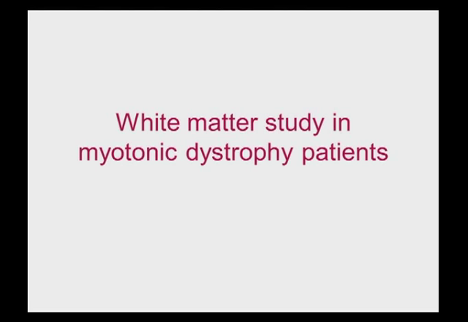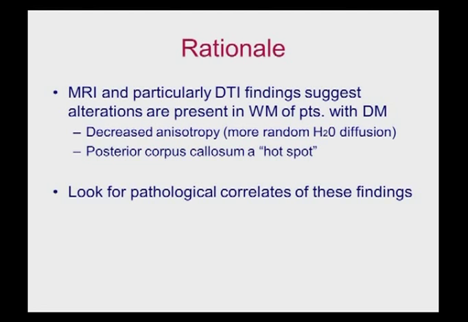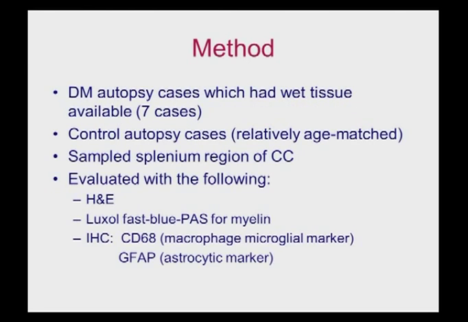And so we went back and found that area of the brain, actually resubmitted from the cases we still had wet tissue. The reason for this was because of these hot spots that were shown on the DTI studies. So we looked at the posterior corpus callosum, and we used H&E, we used Luxol-Fast Blue, which is a myelin stain. We used immunohistochemistry for CD68, which is a macrophage microglial marker, and GFAP, which is a marker for astrocytosis.